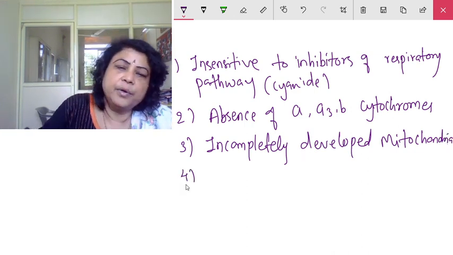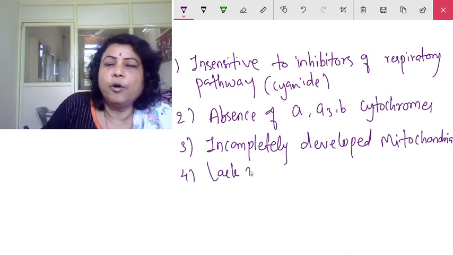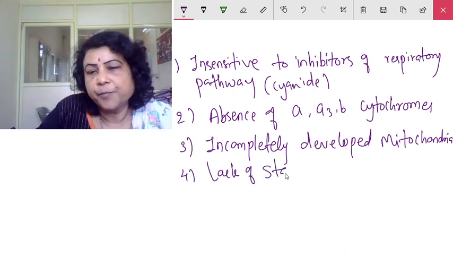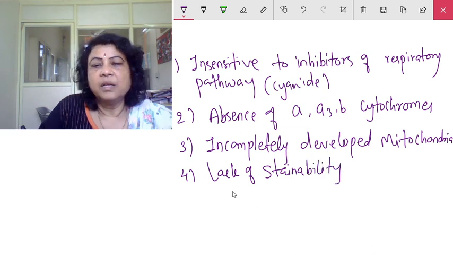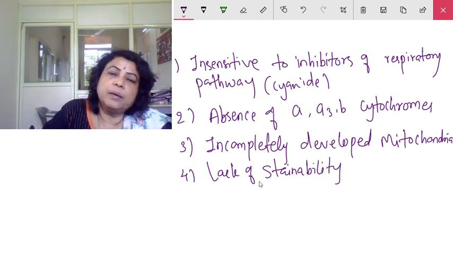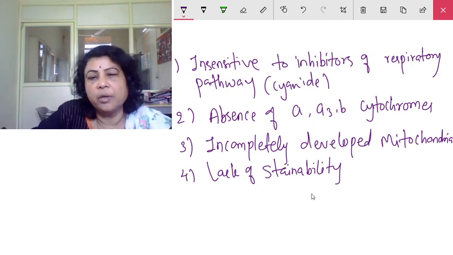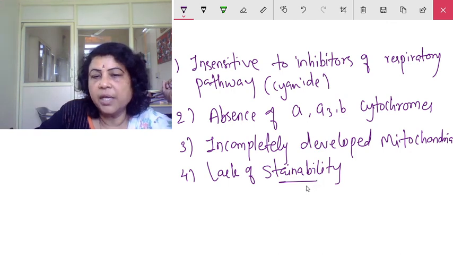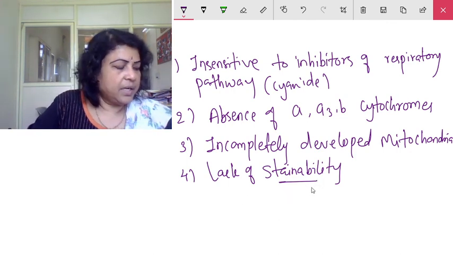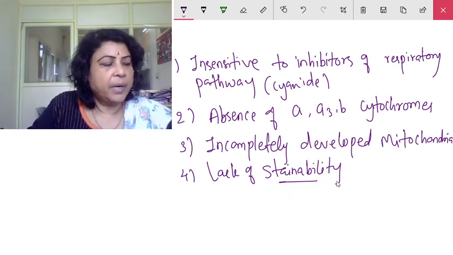And number 4, there is a lack of stainability. That means the mitochondria of the petite mutant do not take the stain. So there is a lack of stainability in the petite mitochondria.